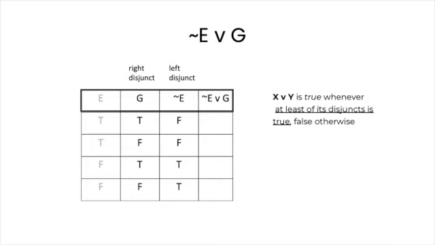The valuation rule for the disjunction tells us that we write a T whenever at least one of the disjuncts is true, and F otherwise. That is, if both are false. In the top row, G is true, so not E or G gets a T. In the second row, both not E and G are false, so the disjunction gets an F. In the remaining 2 rows, at least one of the disjuncts is true, and in consequence, the disjunction as a whole becomes true. So our truth table is done.